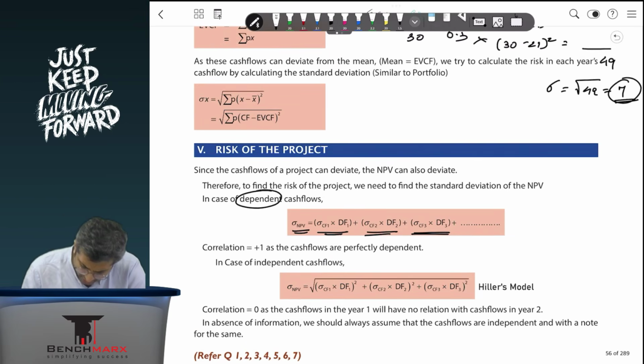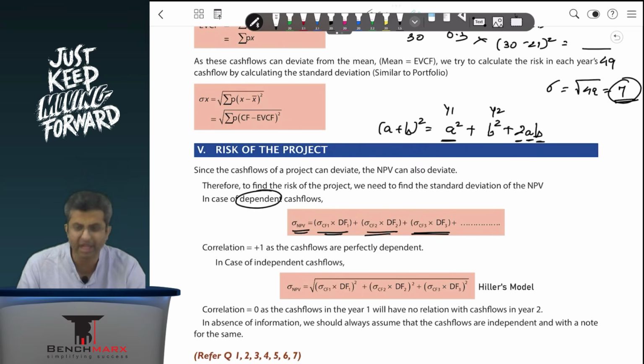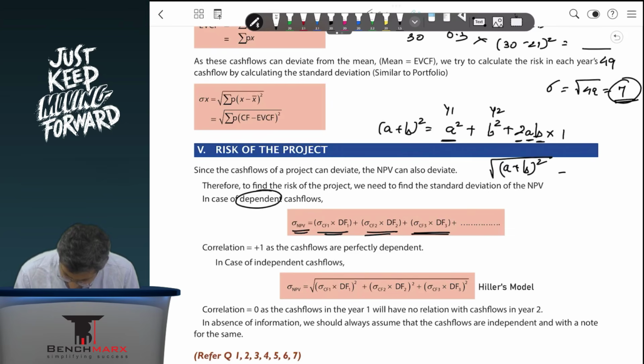Now this might sound a little complex in case your portfolio concepts are not very clear. When you look at the formula of (a plus b) the whole squared, it is actually a squared plus b squared plus 2ab. Now a can be, let's say, the first year standard deviation, b can be the second year standard deviation, and 2 into a into b. Now if year 1 and 2 are correlated, you multiply this by the correlation coefficient, that is 1, and hence this will ultimately be a squared plus b squared plus 2ab only, and hence this will be (a plus b) the whole squared, and if you square root, this will be a plus b.